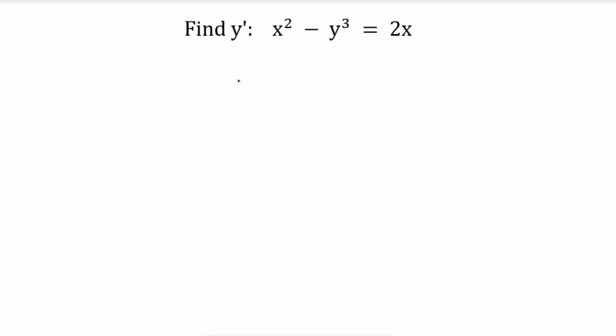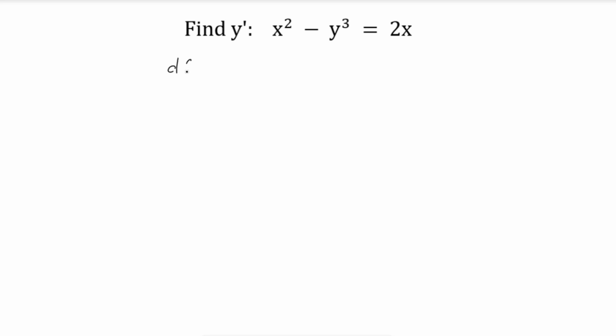Hello everyone. Today we're going to be learning about implicit derivatives. The question asks us to find y prime in a function that has both x and y. We cannot do that normally because this is an implicit derivative. So first of all, I'm going to take the derivative of both sides.